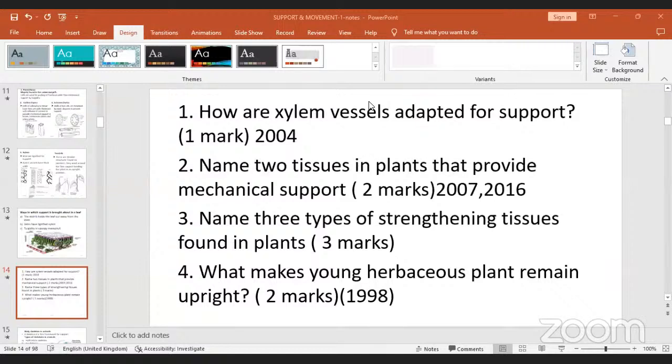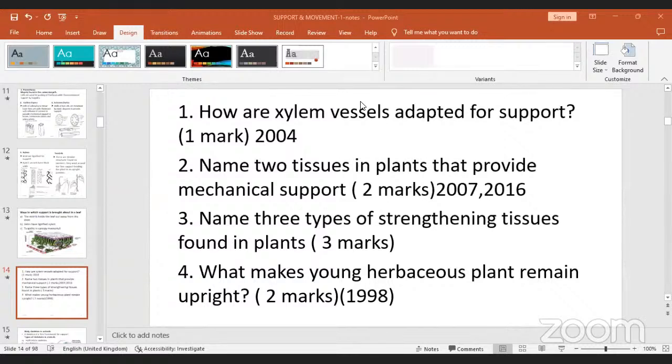Name 2 tissues in plants that provide mechanical support. These are easy, but I want us just to remind ourselves from the song. Collenchyma and sclerenchyma. Yes, we have collenchyma, we have sclerenchyma, we have parenchyma, and the rest. The same question is repeated in three: name three types of strengthening tissues found in plants. These are just a change of words in the setup of the question. I think you can see that.